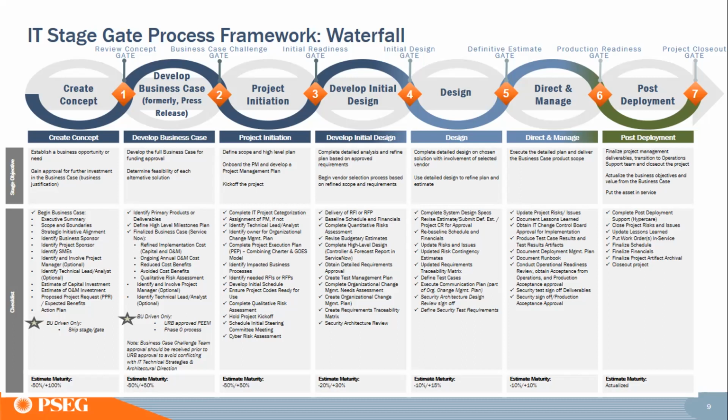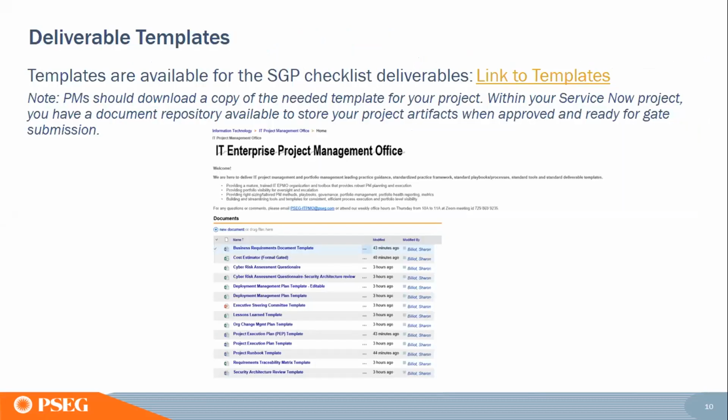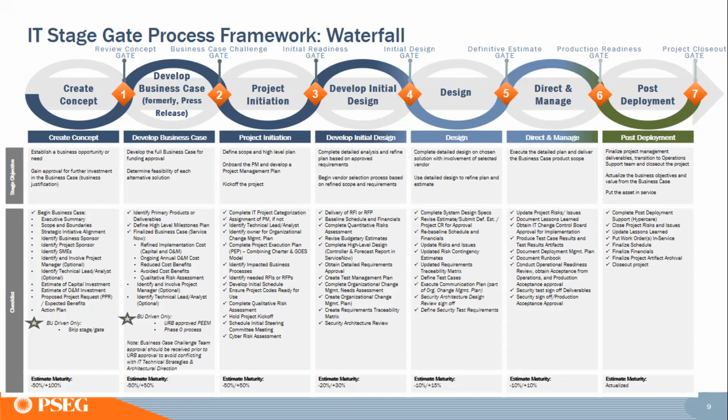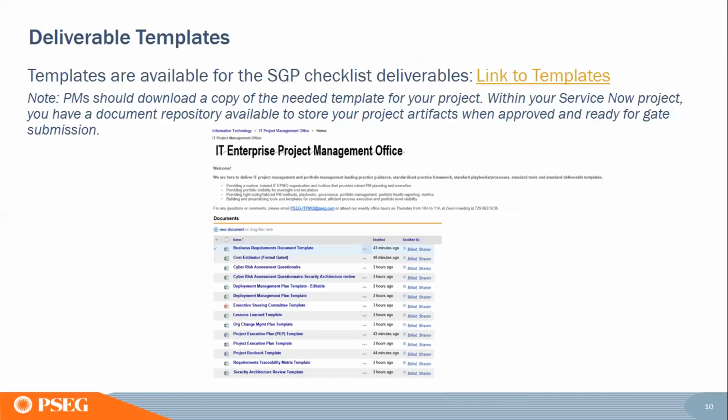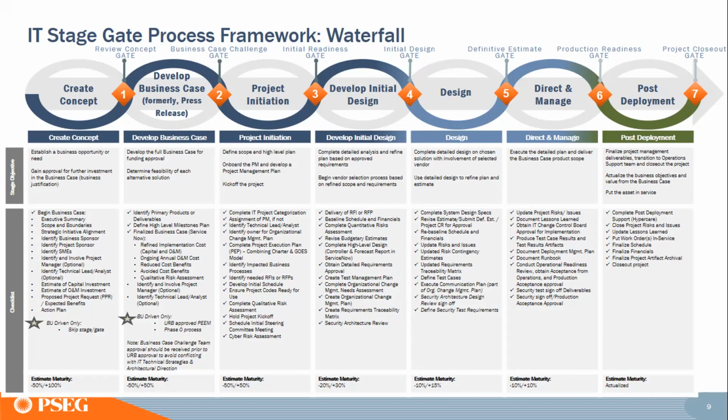The basic concept is there are 7 stages and 7 gates for the waterfall and also for the agile, okay? So I just retained one slide, but waterfall, also agile. The only thing in an agile methodology is that starting from the initial design, the direct manage becomes iterative. Got it?